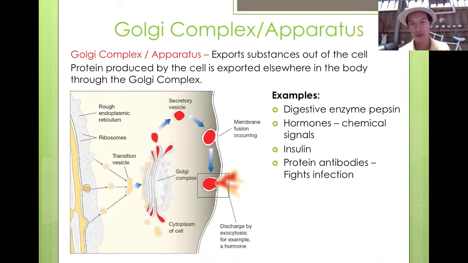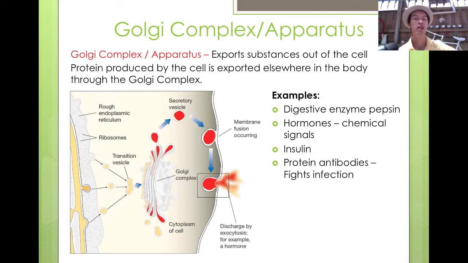Okay. Other things include hormones, chemical signals, insulin, which regulates the sugar levels in your blood, and things like antibodies, which allow you to fight infection. All of these things are produced within the cell, but then not kept within the cell, but exported to other locations where it is necessary for it to function. And so that's what the Golgi complex does.